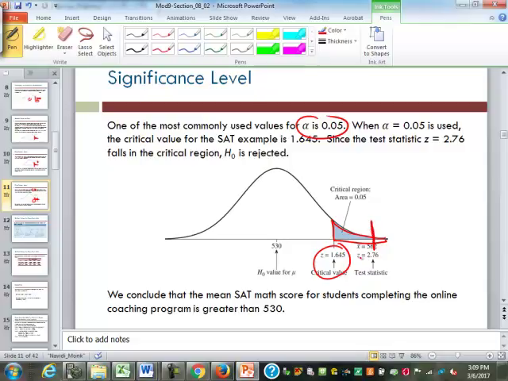Now our test statistic of 2.76 is way out here. It's way beyond the critical value. So this is saying that there is enough evidence to reject that null hypothesis and go in favor of the alternative, that most likely the mean score of coached students is greater than 530.